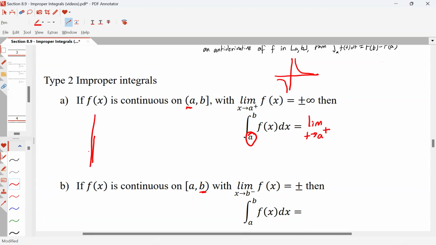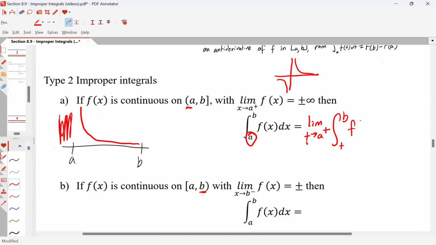Because we're looking over some interval from a to b, and we're saying there is an asymptote at a somehow, we don't care about what's on the left-hand side of a. We only care about what happens on the right-hand side. So we only do the right-hand limit. So turn that problem bound into a limit, and then we can evaluate from t to b of that integral, just like we did in type 1.